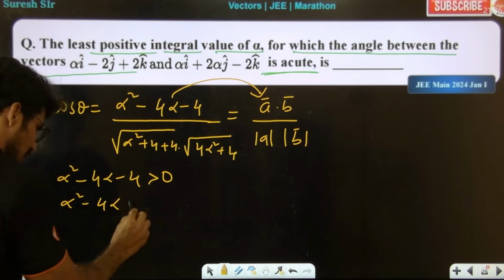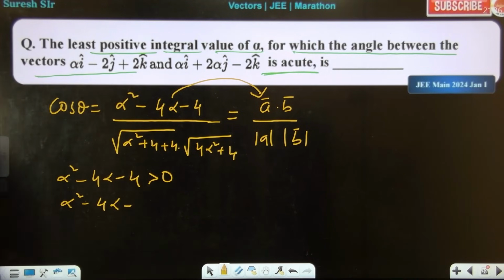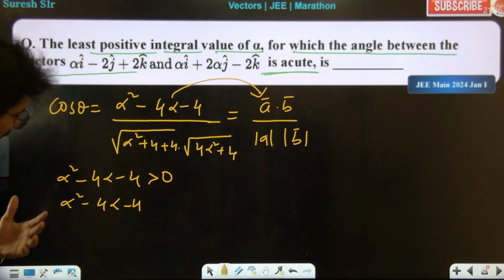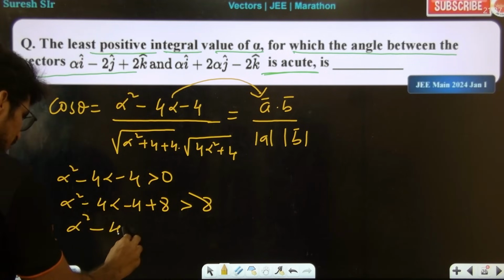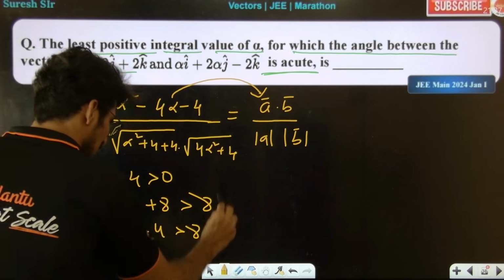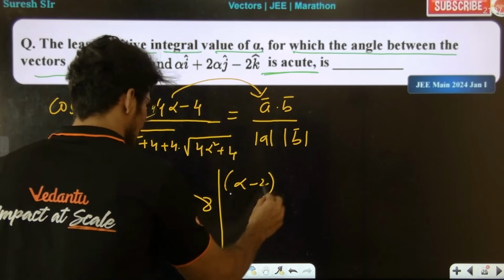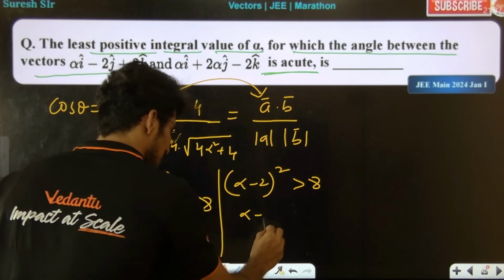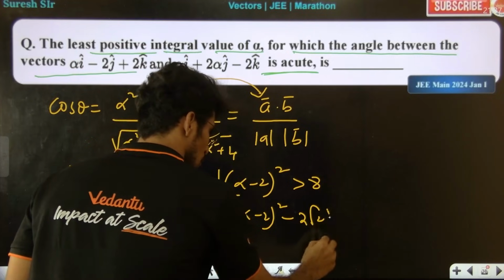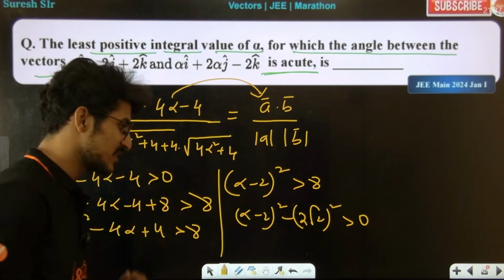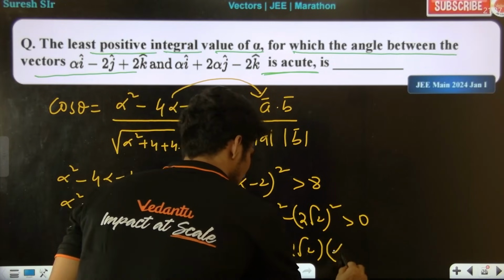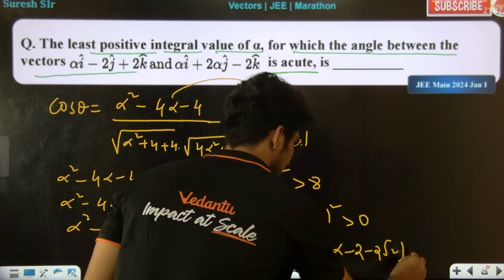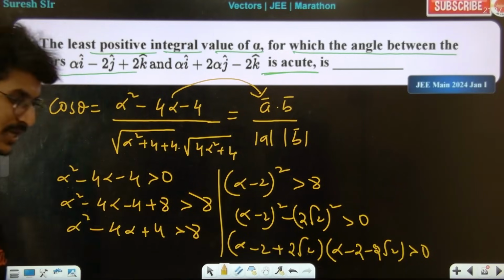Look at the board everyone. So can I write this as minus 4 greater than 0? Let me add plus 8 on both sides. Then alpha square minus 4 alpha plus 4 is greater than 8. So alpha minus 2 whole square minus 2 root 2 whole square greater than 0. Shifting 8 this side, A square minus B square is A plus B into A minus B greater than 0. Yes or no?